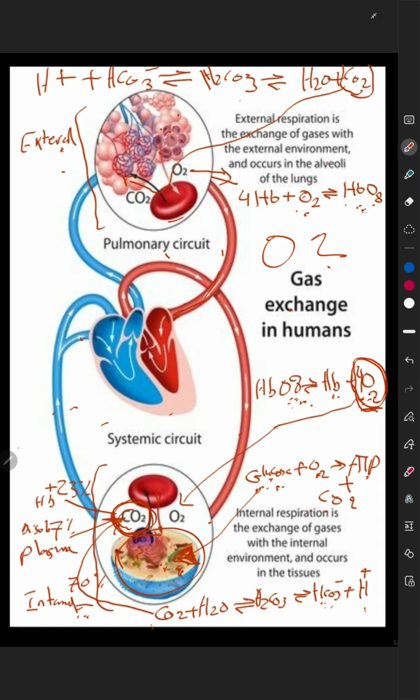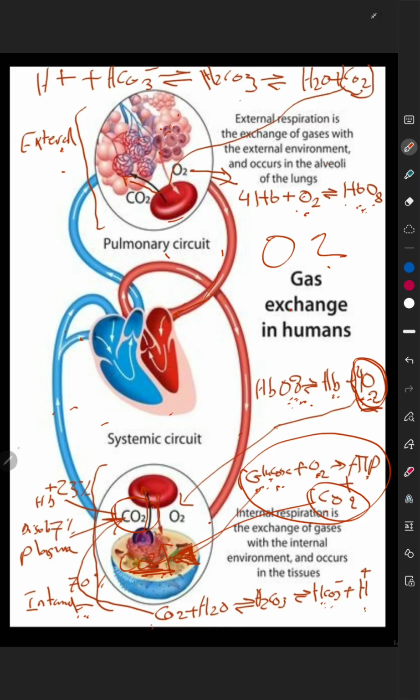So we will start here in the opposite direction. What happened is that during aerobic respiration, we said the CO2 is produced as a waste product inside the cell. So inside the body cells, we have a high amount of CO2, and this CO2 will be released from high concentration to low concentration. It goes from the body cells to the capillary that surrounds the body cells and then into the blood.